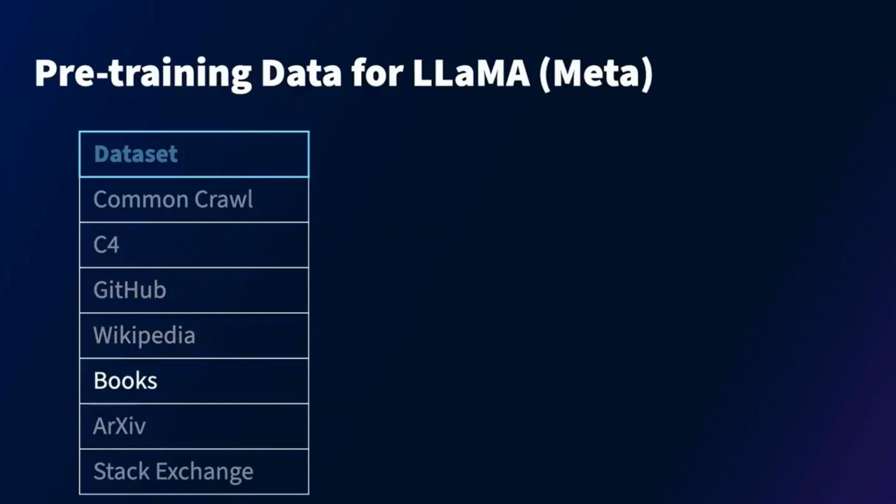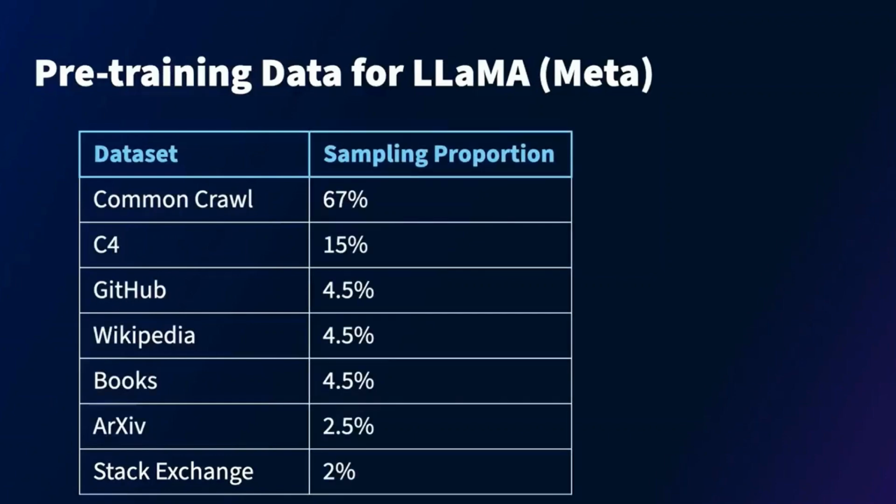Books is a collection of open books. So this includes books freely accessible to everyone, like the Project Gutenberg Books Library. Archive are scientific articles and papers, and Stack Exchange is a network of websites with questions and answers across different topics.